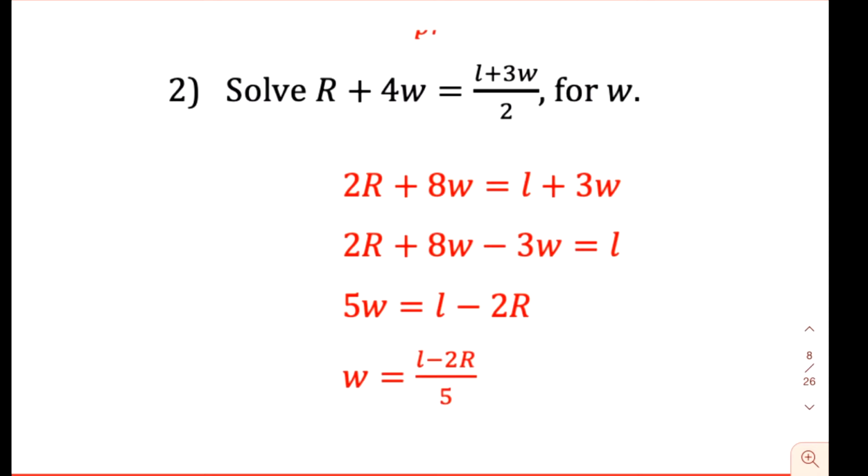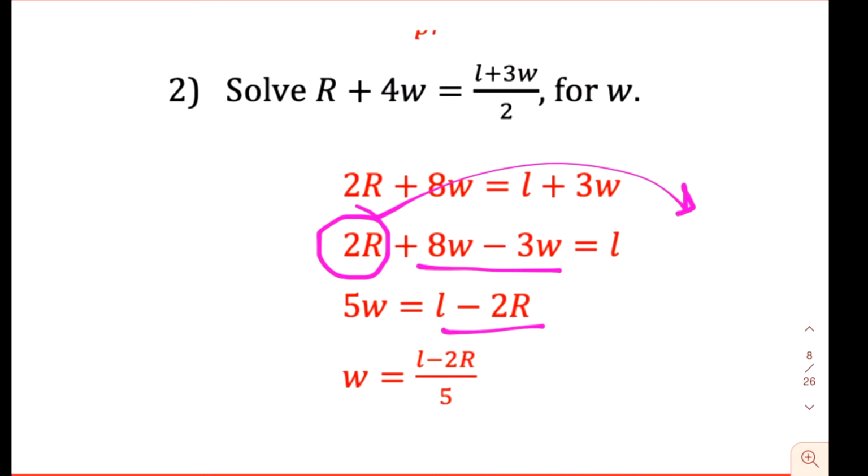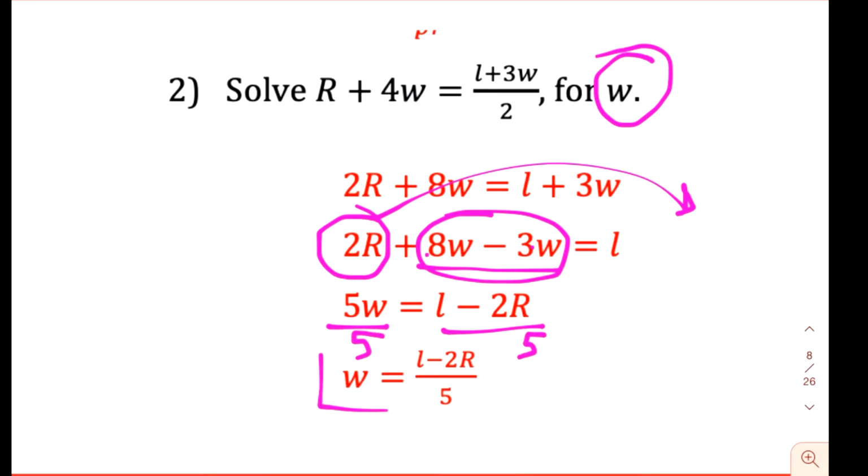As far as you get this, okay? And now move this to R the way you like. Subtract from each side or just move it and change the sign. You get L minus 2R. And 8 minus 3W, 8 minus 3 is 5. You get 5W. Remember, we're looking for W. The question is look for W. So you divide by 5 each side and you're done. That's your answer.